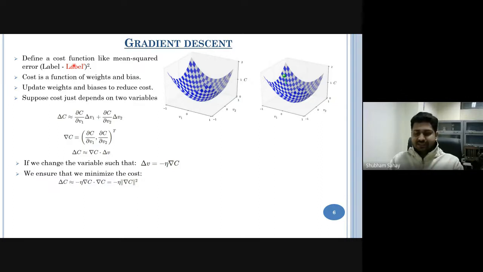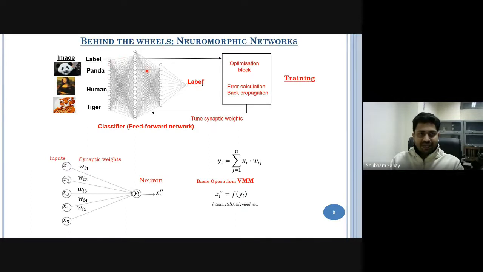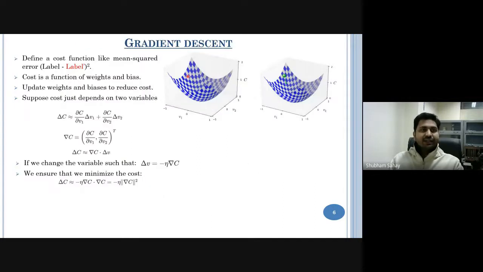Now, this cost is essentially a function of weights and biases. I told you that we are changing these synaptic weights to reduce the cost, or to reduce the difference between label and label dash. Essentially, what we want is that the network synaptic weights should be such that label is equal to label dash. So this cost, or label minus label dash, is a function of those weights as well as biases. Let us just forget about biases for the time being. They are just to improve the accuracy of neural networks. Weights are the more fundamental component of neural networks. So let us just assume that cost is a function of weights.